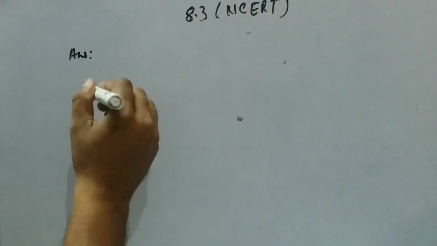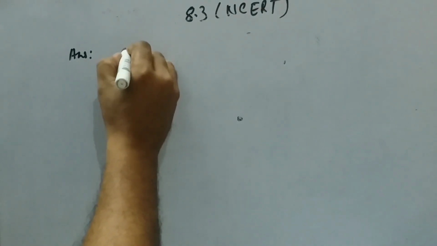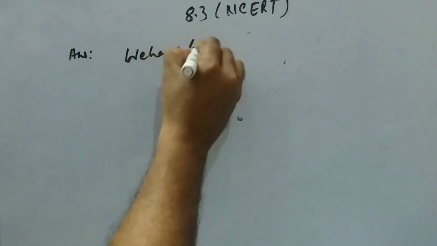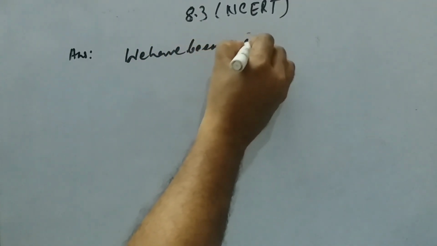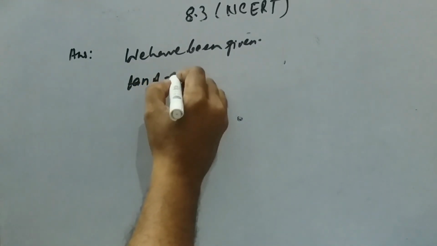Now question number 4. In this question we have to prove some things, and we have been given tan A is equal to cot B.